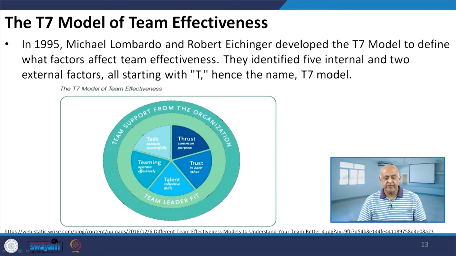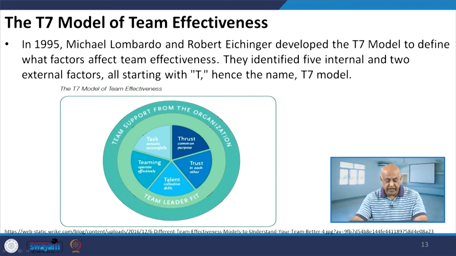The T7 model of team effectiveness. Lombardo and Robert Eichinger developed the T7 model to define what factors affect team effectiveness. They identified five internal and two external factors. All start with T, hence the name T7. Here we are talking about task, trust, talent and teaming skills, then team support from the organization and the team leader fit.